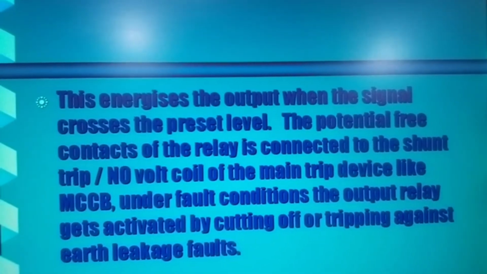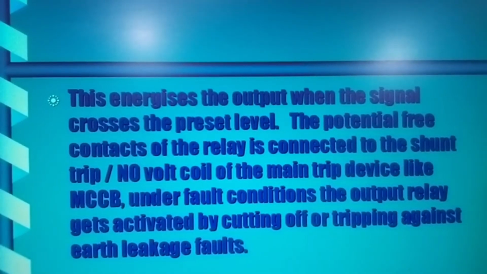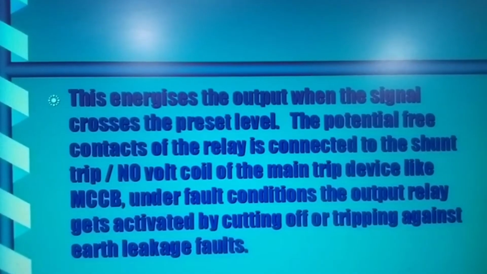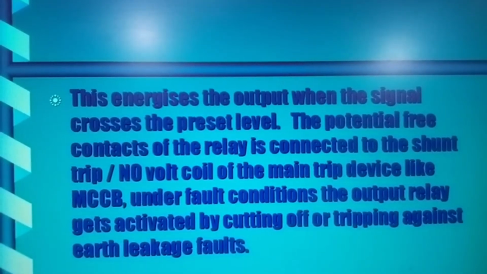Okay, good. This energizes the output when the signal crosses the preset level. The potential free contacts of the relay are connected to the shunt trip no-volt coil of the main trip device, like MCCBs. Under fault conditions, the output relay gets activated, cutting off or tripping against earth leakage faults.